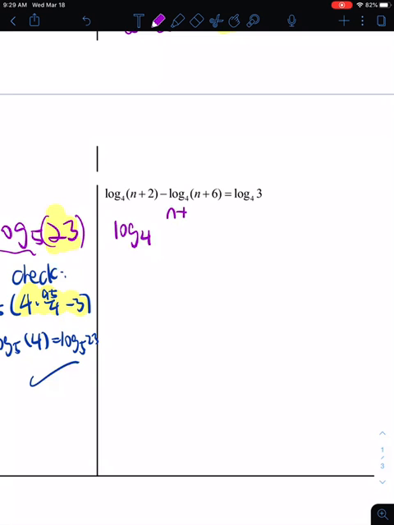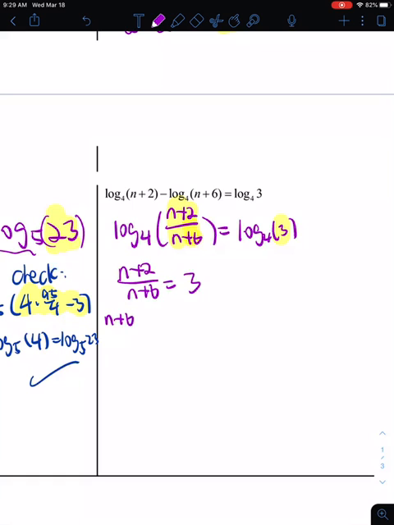We can use quotient rule on the left. Log base 4 of n plus 2 over n plus 6 equals log base 4 of 3. Same thing, we have the log, same base for the logs. So then whatever is highlighted I just did there has to be the same. n plus 2 over n plus 6 equals 3. And now there's a couple of ways we can do these, right?